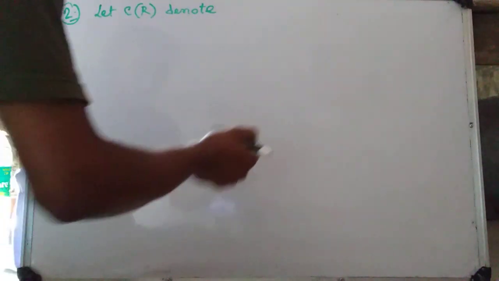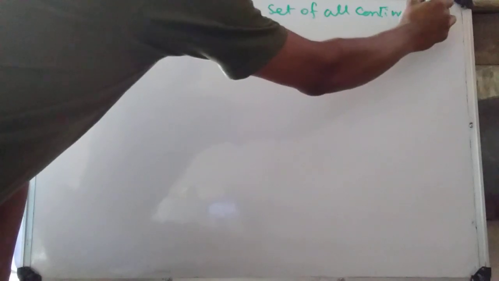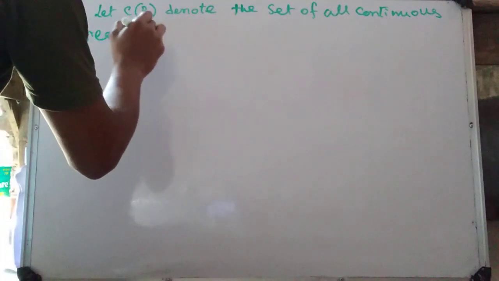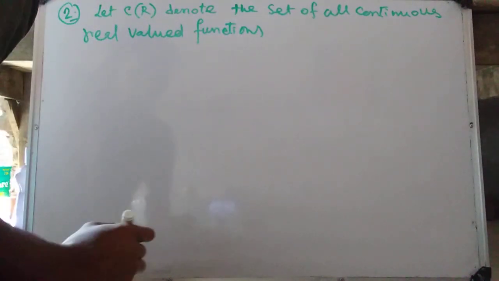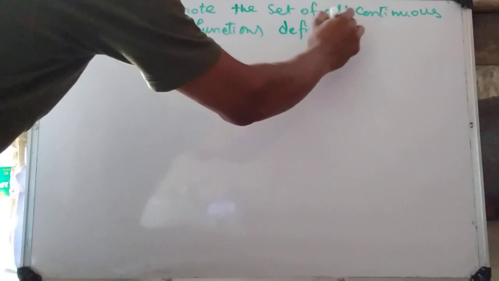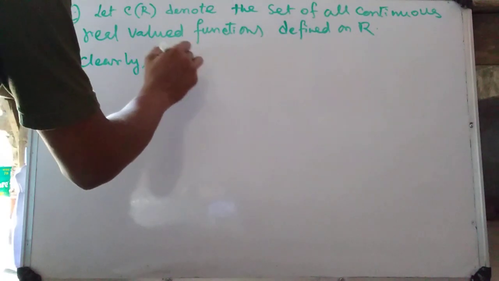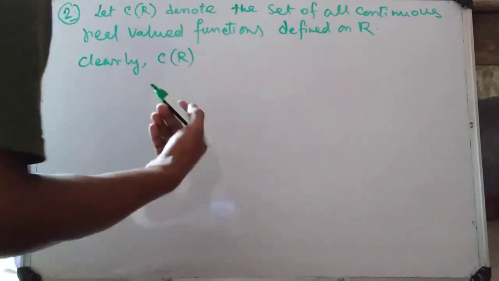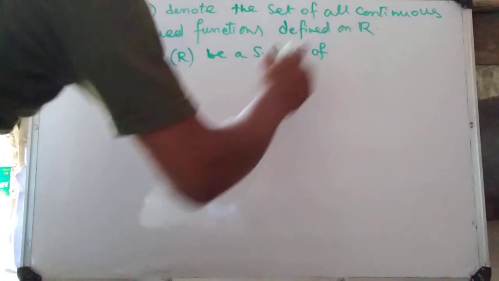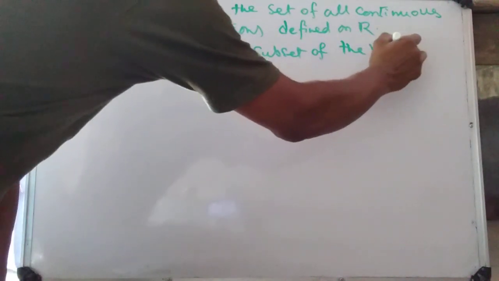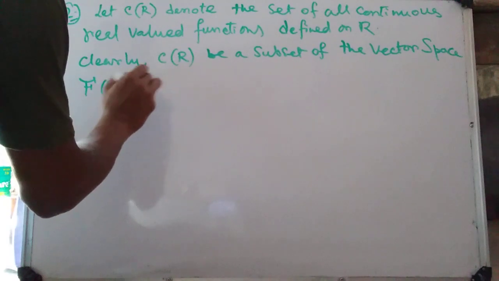Here C(R) denotes the set of all continuous real valued functions defined on R. Clearly C(R) is a subset of the vector space F(R,R).